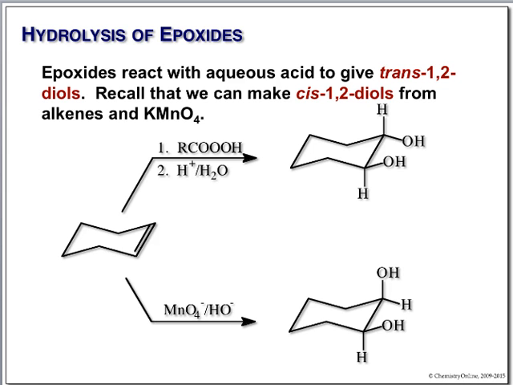Now, you might have guessed this is a standard exam question, isn't it? I'm going to give you a structure and say, how do I make that? And you're going to say, well, let's see, these are trans. So I want to do per acid followed by acid. Or if I gave you cis, you would do permanganate. Any questions?